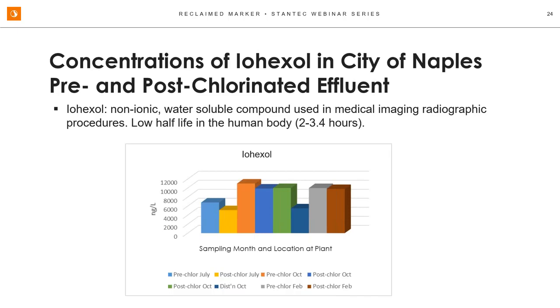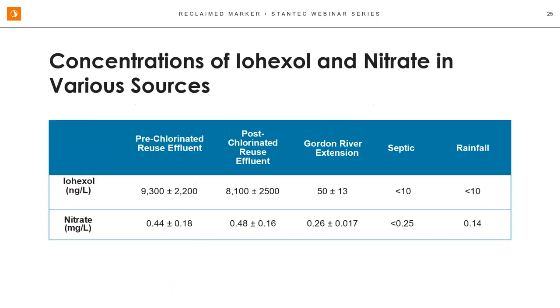And so we would have a good 3 orders of magnitude of dilution and then still be able to see it because of the analytical reporting limit. So we decided to explore iohexol in the second study. And here, this is just showing you how the iohexol is showing up at pretty high levels both before and after chlorination in the reuse effluent. We can see it in the Gordon River extension. It's still detectable. We don't detect it in septic, and we don't detect it in rainfall.